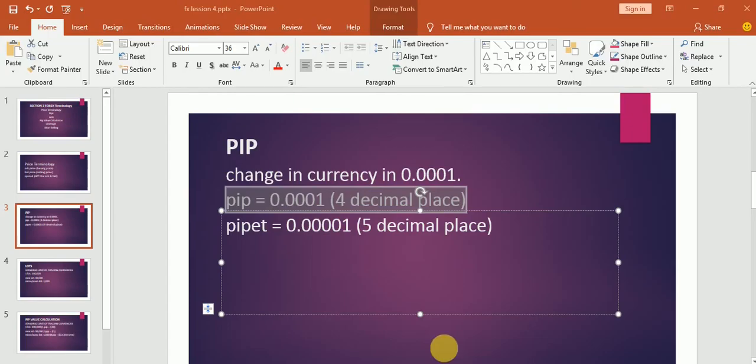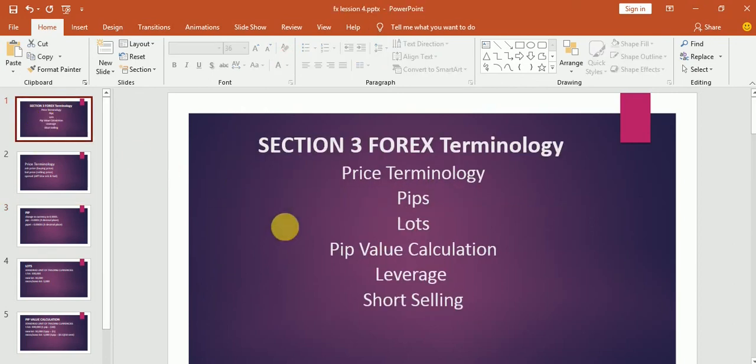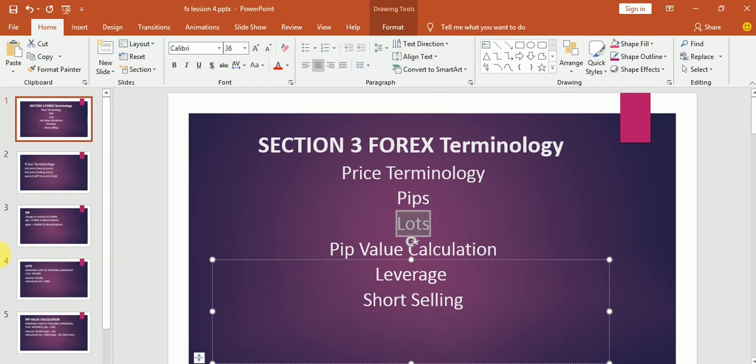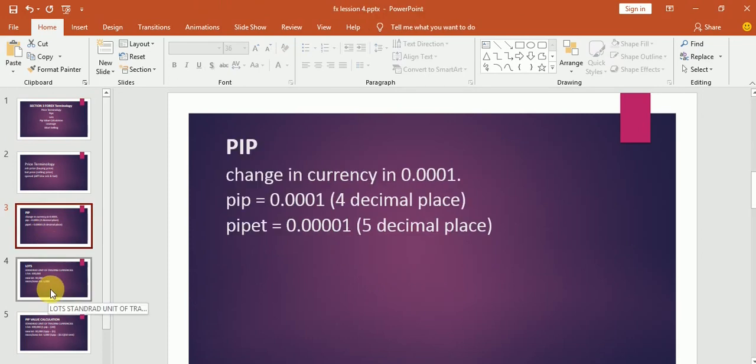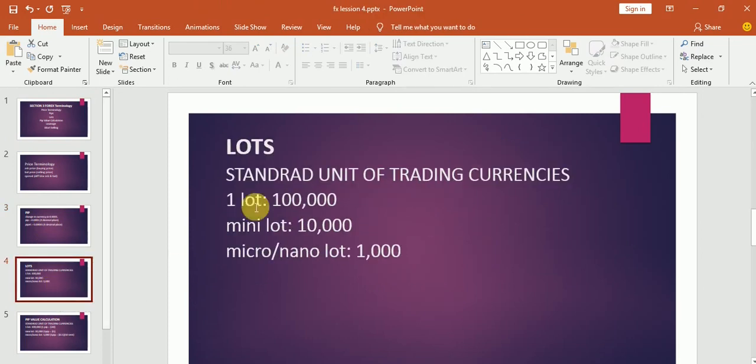What are other terminologies we really want to understand now? We want to understand how to calculate. We want to look into lot. This is the pip we talk about. Let's move to lot. Now we see that lot is the standard unit of trading currencies. We say that 1 lot is equal to 100,000 currency. Mini lot is equal to 10,000. Micro or nano lot is equal to 1,000.